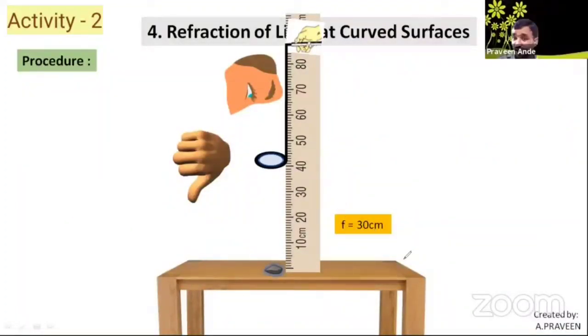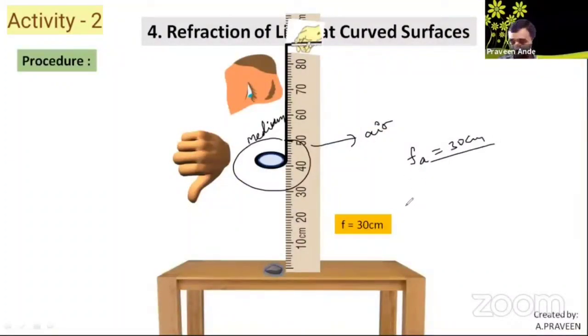Right? Up to here, in this, where is the lens placed, in which medium? I am asking about the medium. What is the surrounding medium here? Around it, what do we have? Air. So the focal length of the lens in the air I got as 30 centimeters. Is it clear?